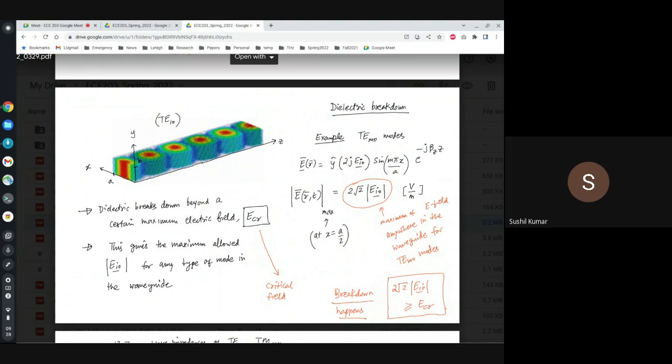But in general, any material, so when we say dielectric, basically like an insulator, even air can break down. There could be plasma generated, there could be ionization. Similarly, glass, water, everything can break down, plastic.